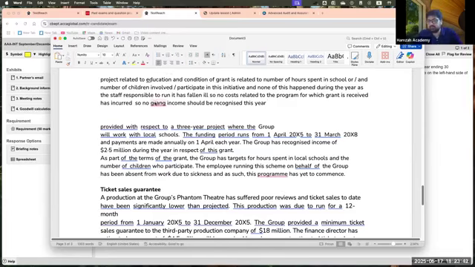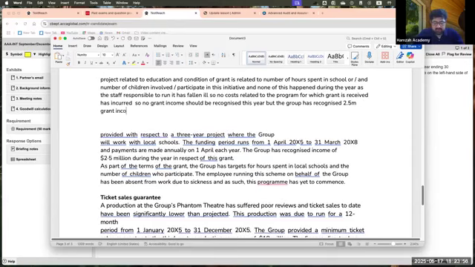Next. But the group has recognized 2.5 million grant income this year, which is incorrect.